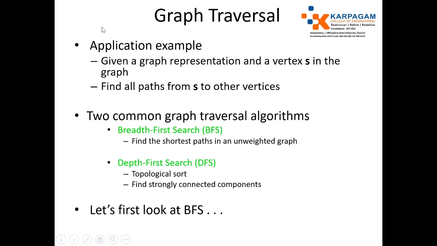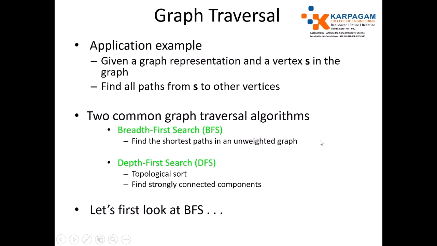Next is the traversal method. Traversal means visiting all the vertices in a graph. Like in a tree, where we have discussed the traversal methods: in-order, pre-order, post-order, and level order traversal. In a similar way, a graph has traversal methods. The application example is: given a graph representation and a vertex S in the graph, find all paths from S to other vertices. This is the problem.